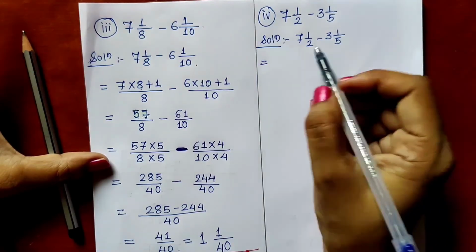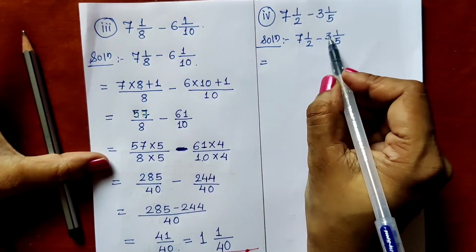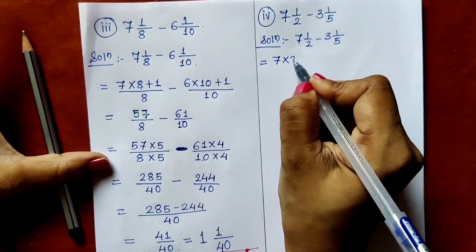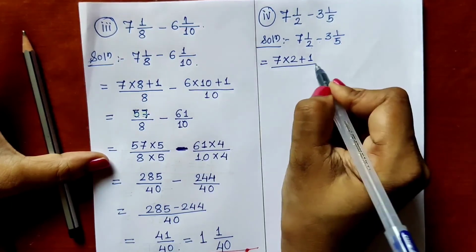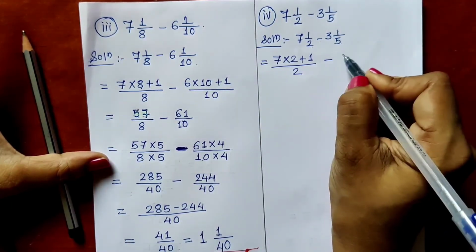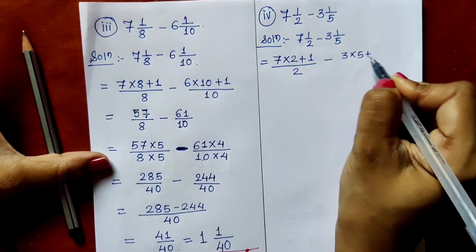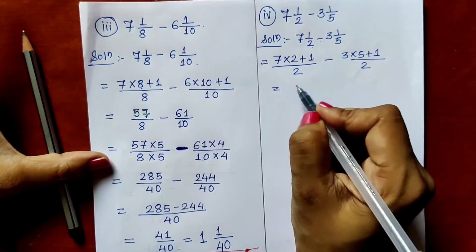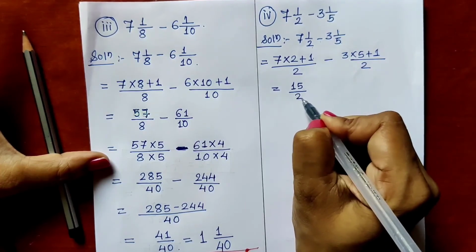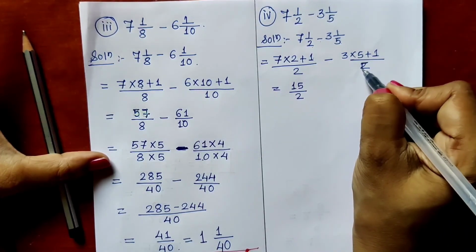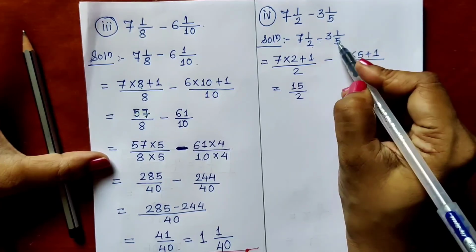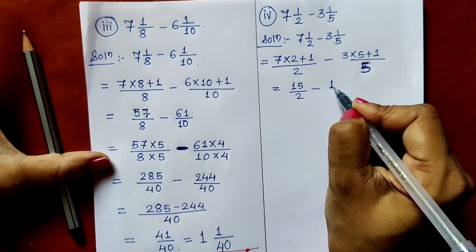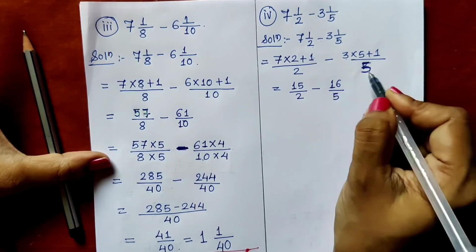Now last sum from second question. 7 integer 1 upon 2 minus 3 integer 1 upon 5. First convert 7 into 2 plus 1 upon 2 as it is, minus 3 into 5 plus 1 upon 2 as it is. 7 2s are 14, 14 plus 1 is 15, 15 upon 2. Here it is upon 5, not 2, okay. Here it is upon 5. Now minus 3 5s are 15, 15 plus 1 is 16, 16 upon 5.